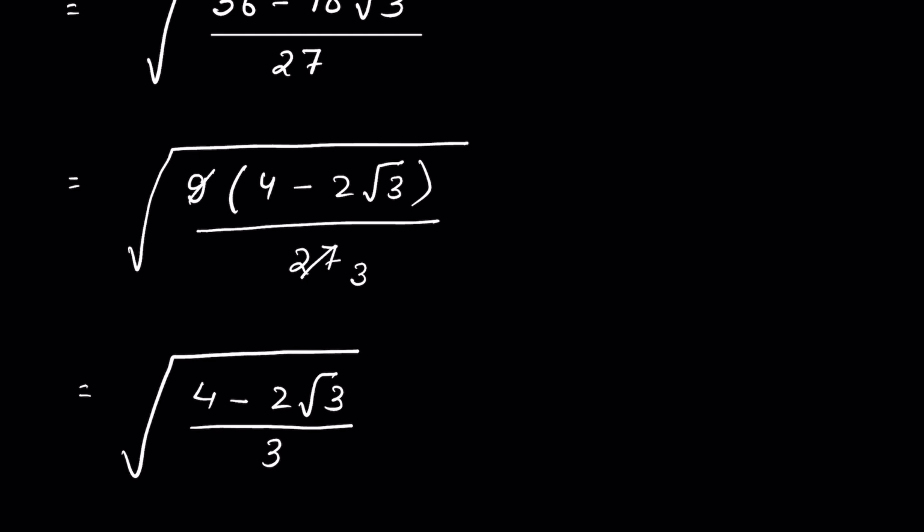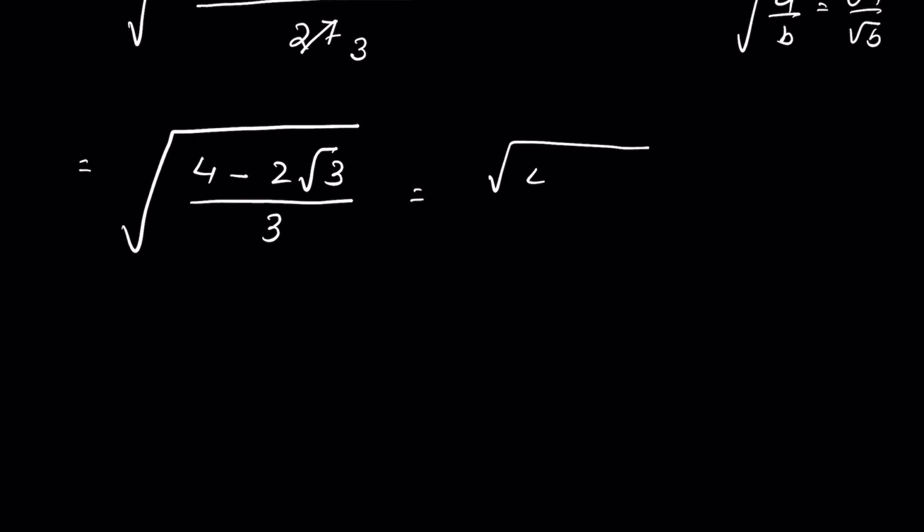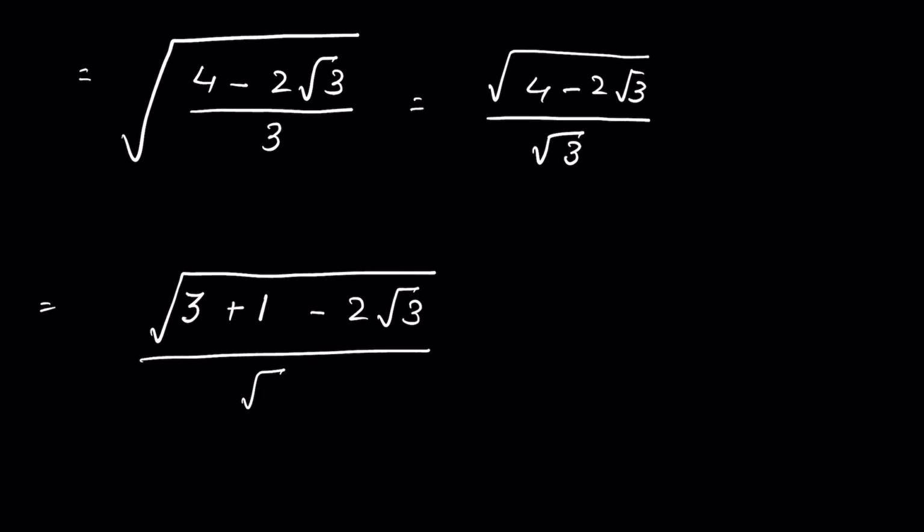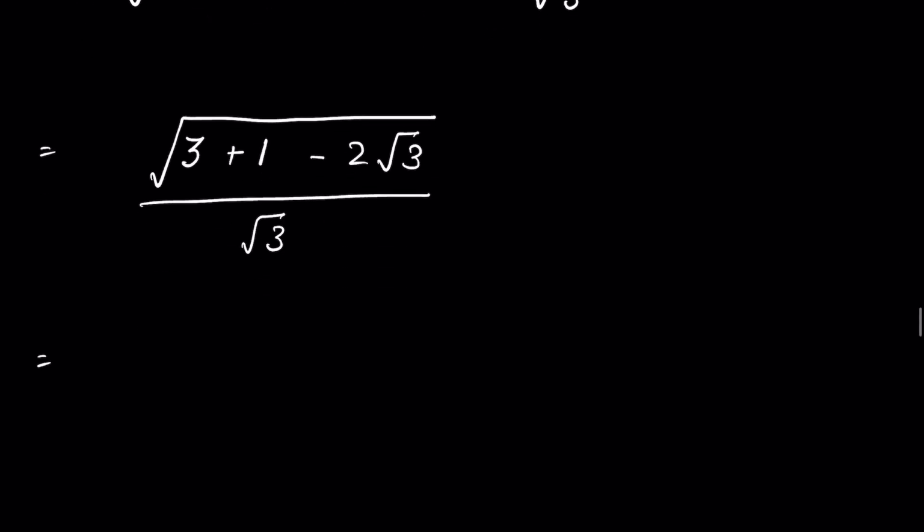When a upon b is under square root, we can write it as square root of a upon square root of b. So we can write square root of 4 minus 2 times square root of 3, upon square root of 3. Now 4 we can write as 3 plus 1 minus 2 times square root of 3, under square root, then upon square root of 3. Now 3 we can write as square root of 3 square, because square root of a means a raised to the power of 1 upon 2. When we square it, we multiply the exponent with 2, so it is equal to a.